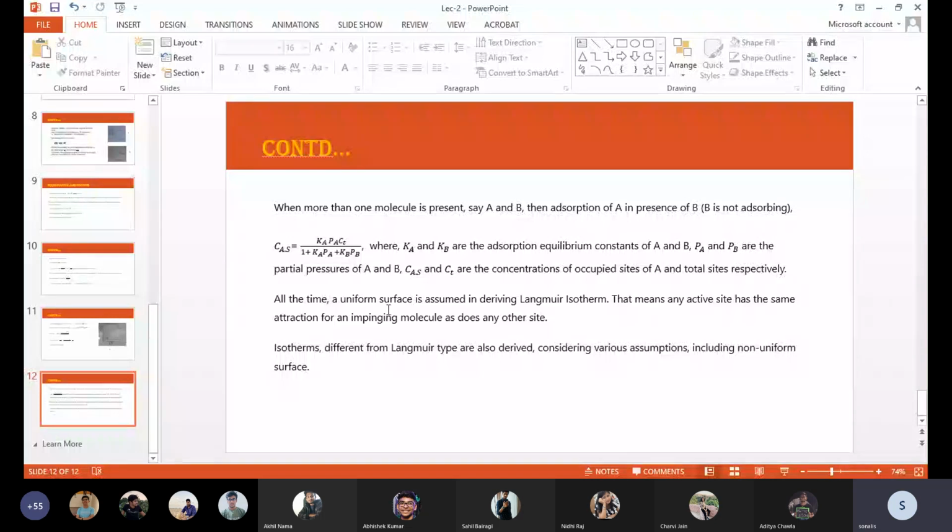All the time a uniform surface is assumed. Here we have assumed that on the catalyst surface all active sites are the same. They have the same nature, same properties. So uniform surface is assumed in deriving Langmuir isotherm. Langmuir isotherm we have read now. That means any active site has the same attraction for an impinging molecule as it does for any other site.